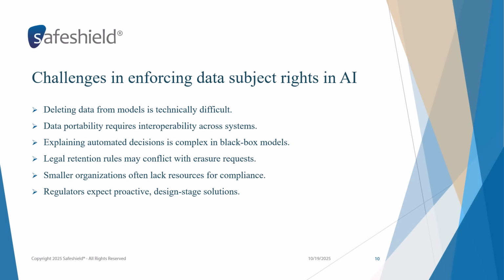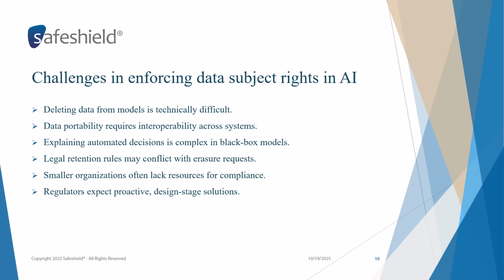Second, the portability of data is complicated by the diversity of AI system formats. Transferring data in a usable and interoperable way across different platforms requires significant technical coordination. Third, automated decision-making adds complexity. Providing meaningful human oversight requires more than just a token review. It demands clear explanations of how decisions are made, which is difficult in highly opaque models such as deep neural networks. Fourth, organizations often struggle with balancing conflicting obligations.